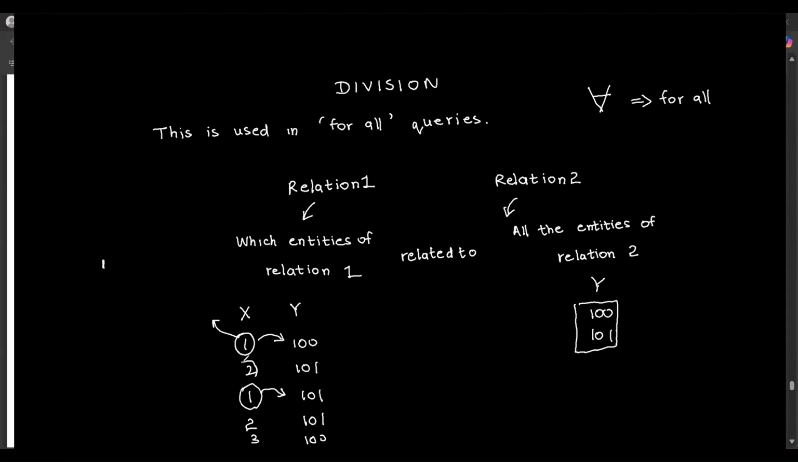Similarly, you can look at 2. 2 is also related to 101, and we can add a tuple so that it is related to 100 as well. So 2 is also related to all the entities in relation 2. But if you consider 3, 3 is only related to 100. Therefore, it is not an entity in relation 1 that is related to all the entities of relation 2. And this is why we use division.